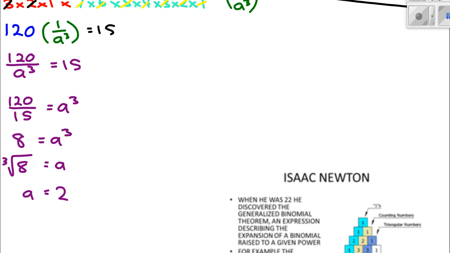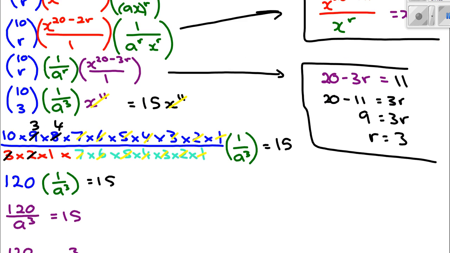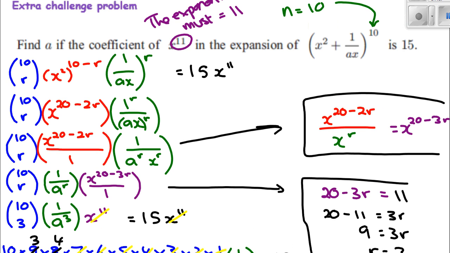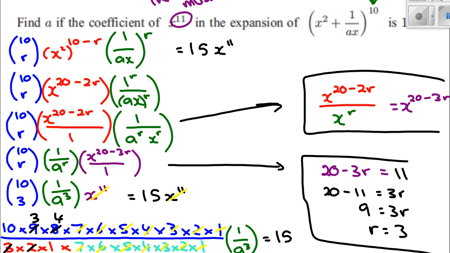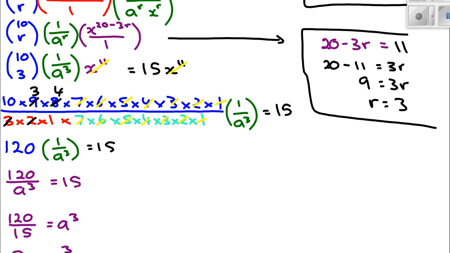All they wanted us to do was find a. What is it? 8? 2. Yeah, a cubed equals 8, so a equals 2. Yay! It was a good one because it was an extra challenge, it had a lot to it. You had to find r, you had to find r.